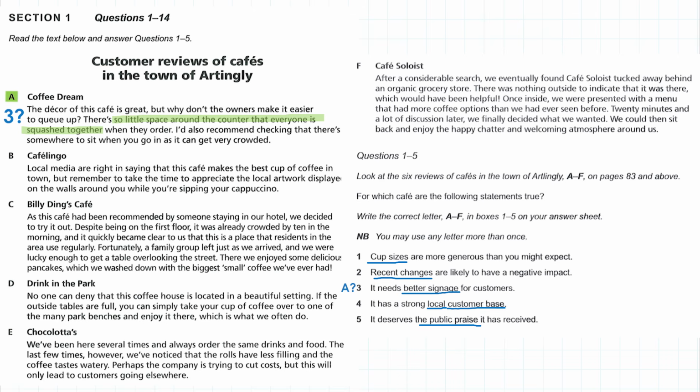Okay, now let's read the second one, cafe lingo. And here we see local media are right in saying that this cafe makes the best cup of coffee. So the local media is saying something really good. So the cafe deserves the public praise. B5. What about Billy Ding's cafe? So first of all, I've read this line.